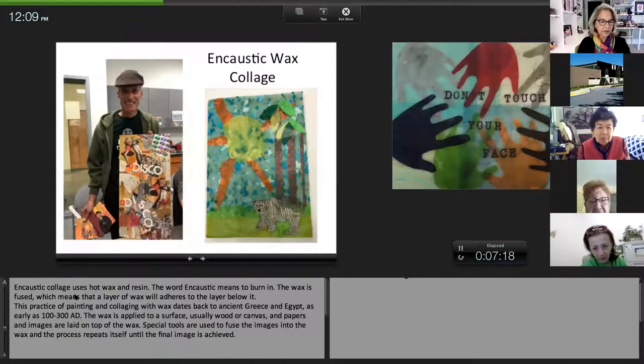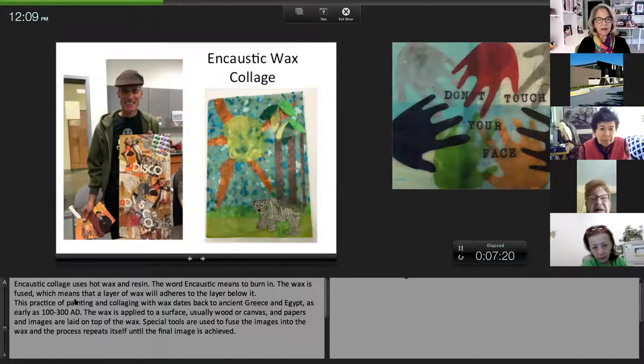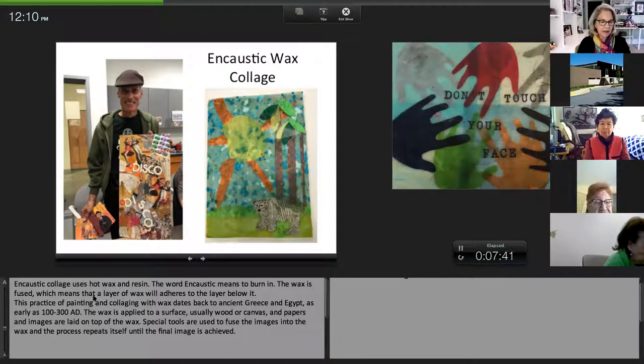After that, we jumped into encaustic wax, and encaustic collage uses hot wax and resin, and you basically apply a layer of hot wax onto a board. Then you lay down your papers and you use a heat gun to fuse it. And when you fuse it, the layers of wax melt into each other and hold onto the papers.